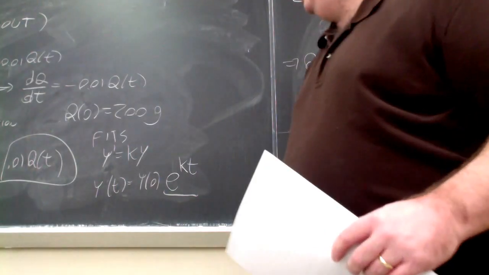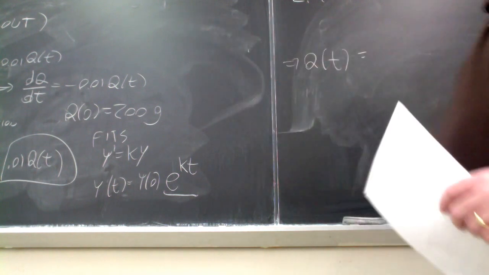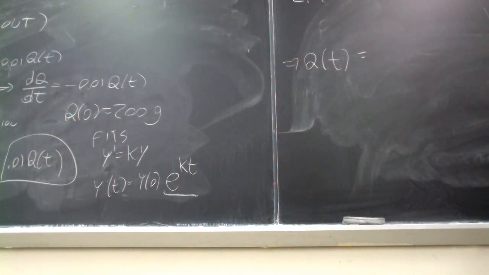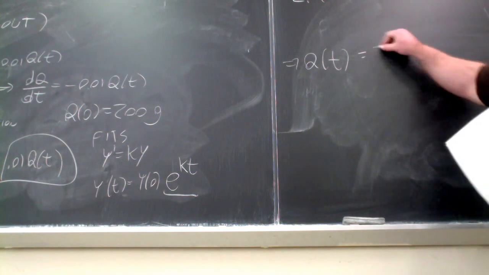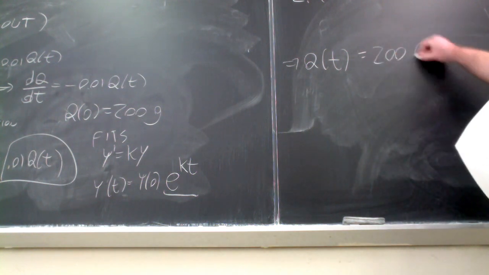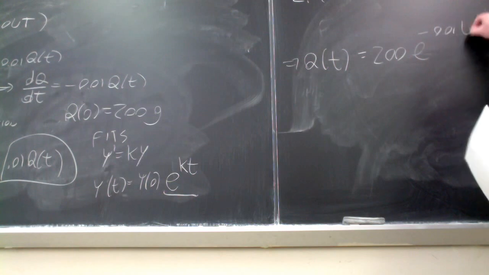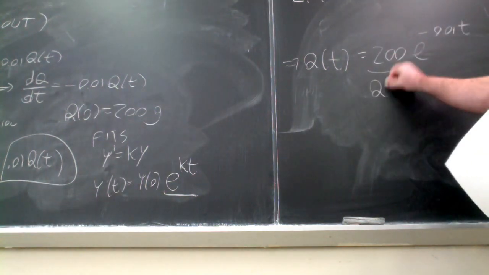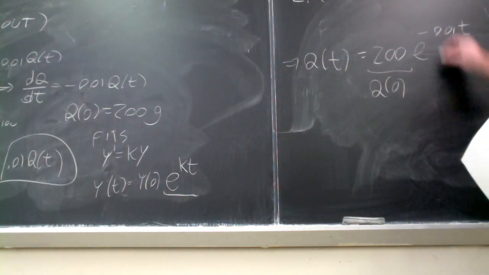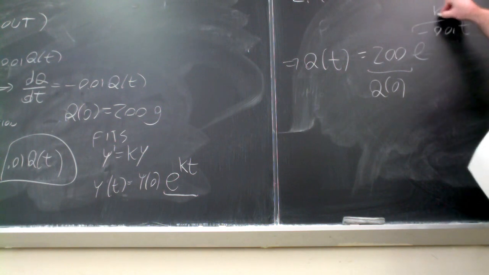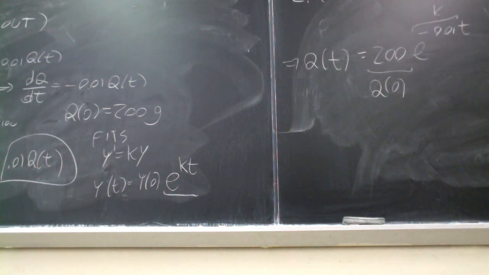So everything you need to solve this is right here. 200 to the power negative 0.01t. Because this is your Q of 0, your initial value, and then the minus 0.01, that is your k. So basically, you're just fitting the problem you have to this template that I wrote there, the y prime equals ky, because it fits that.